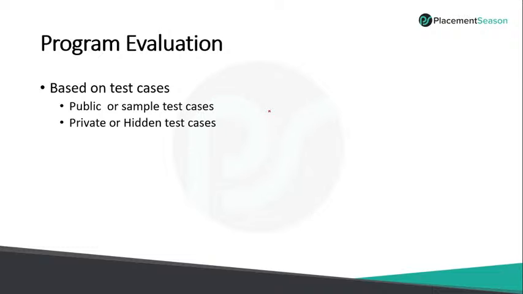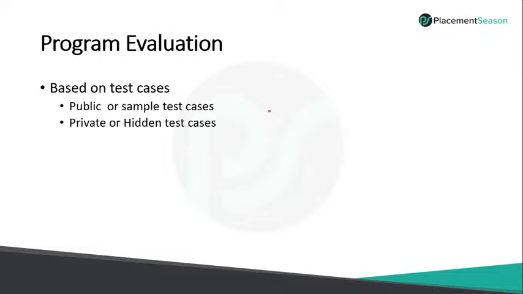So this public or sample test case will give a clear idea of the exact input required and the exact output expected. There are other cases like private or hidden test cases. These test cases are not visible to the students, and your program should pass both sample test cases and hidden test cases. So what could be the difference?